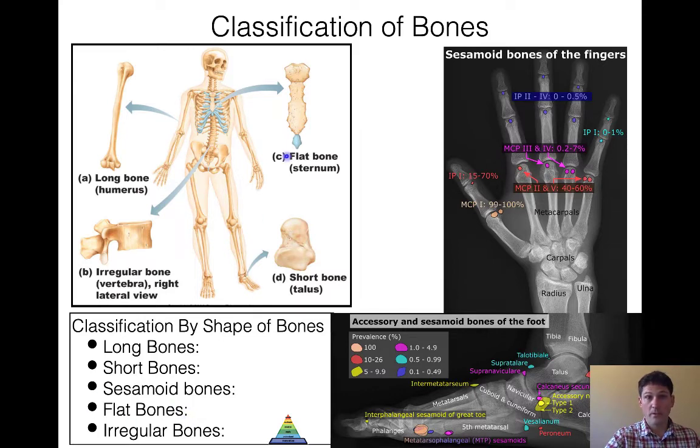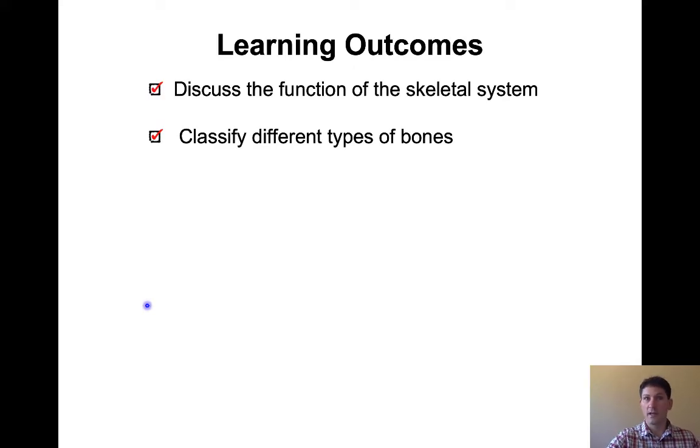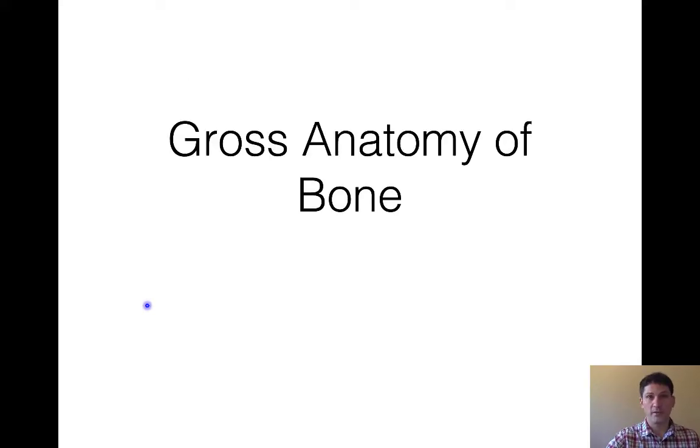And then we have flat bones. Flat bones would be like our skull and our sternum. And then we have irregular bones, everything else that doesn't really fit in there. So our vertebrae are a really great example of an irregular bone. Okay, so there we go. That was pretty quick and easy, right?